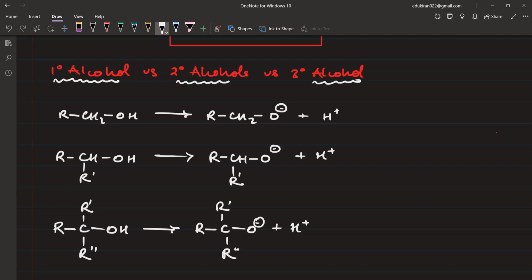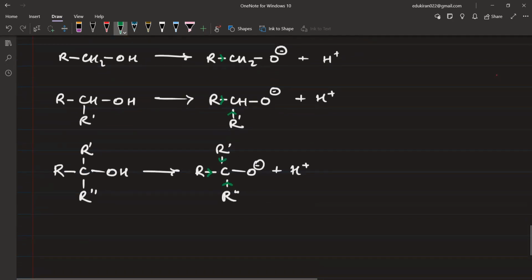Okay. So what is the difference? H plus is not different. H plus is same. So we will not compare H plus. What is different? The alkoxide ion is different. In the first case, only one alkyl group is present, giving the electron and destabilizing. In the second case, there are 2 alkyl groups giving electrons and destabilizing the conjugate base. Third में आपके पास 3 है, right? So 3 are giving electrons, destabilizing the alkoxide and making the OH bond less polar. Okay.